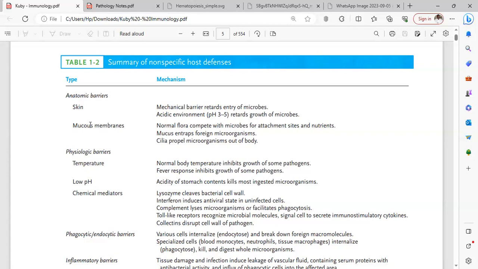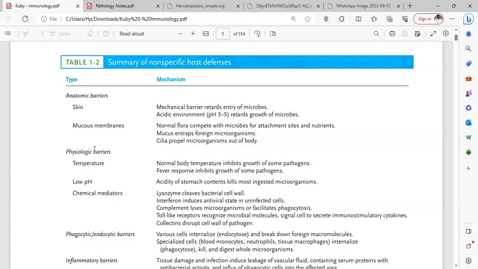And for anatomic barriers, we also have the mucous membrane, which acts as attachment sites for both normal flora and microbes. So when the percentage of microbes outweighs the normal flora, obviously that will lead to an infection. Basically, it is the balance between normal flora and microbes that matters. When the number of microbes supersedes the normal flora, it will lead to infection.